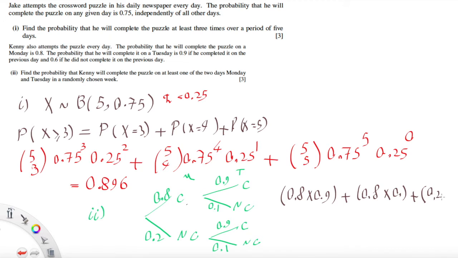which is 0.2 times 0. Here, sorry, it was 0.6, and so it would be 0.4. Then 0.2 times 0.6 here, because not complete on Tuesday, so the final answer will be 0.92.